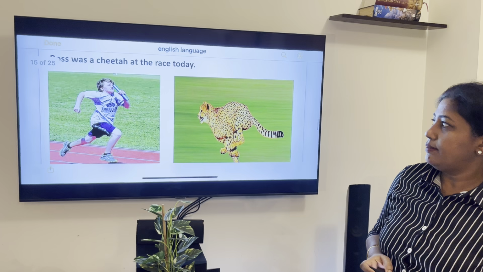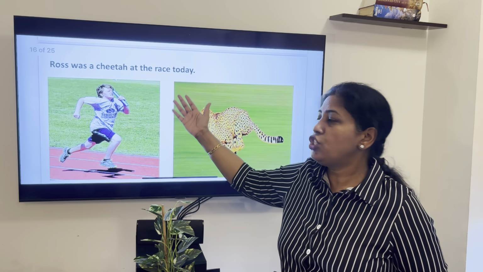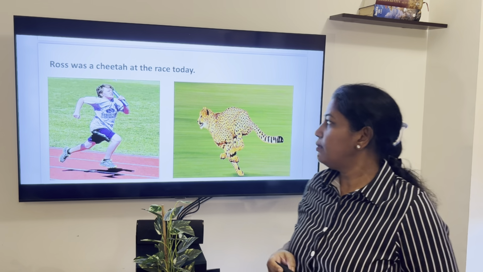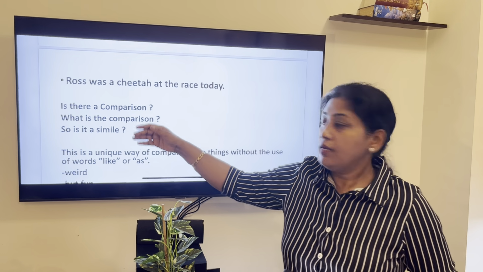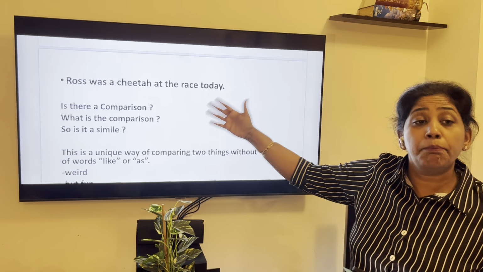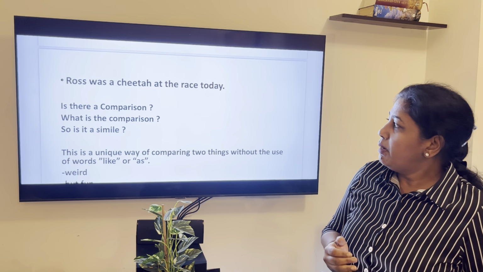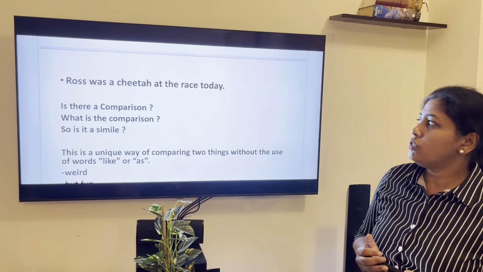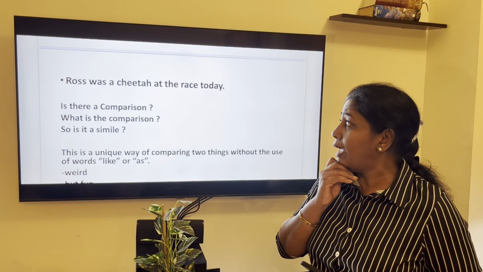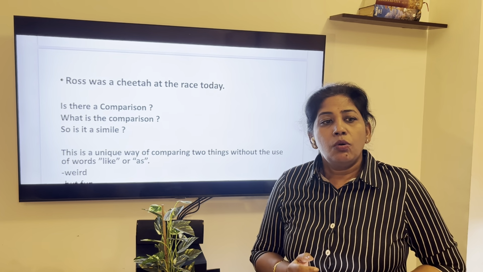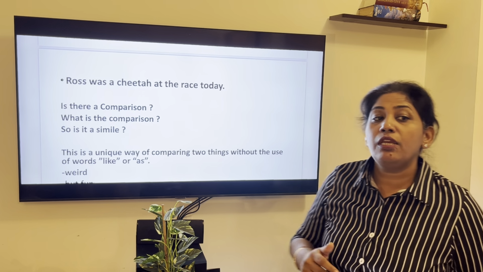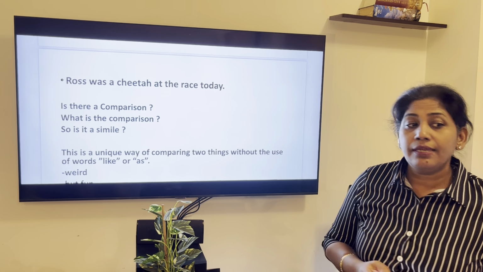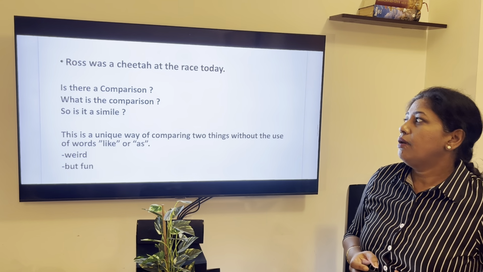Now let's see another sentence. Ross was a cheetah at the race today. Is there a comparison in this? Yes. Ross is compared to a cheetah at race today. But is there a use of words like or as? No. I can't figure out like or as in this sentence. What is this unique way of comparing two things? This unique way of comparing two things without the use of like and as is known as metaphors.